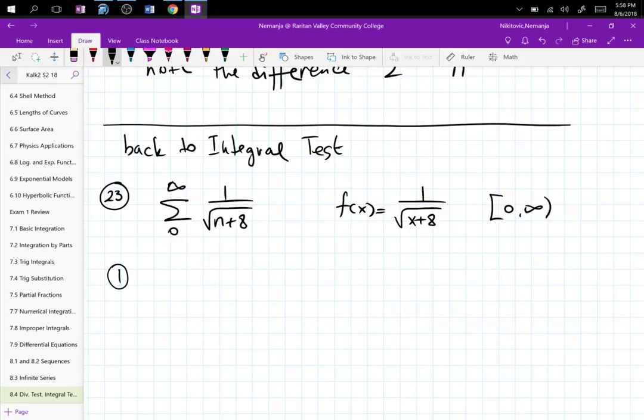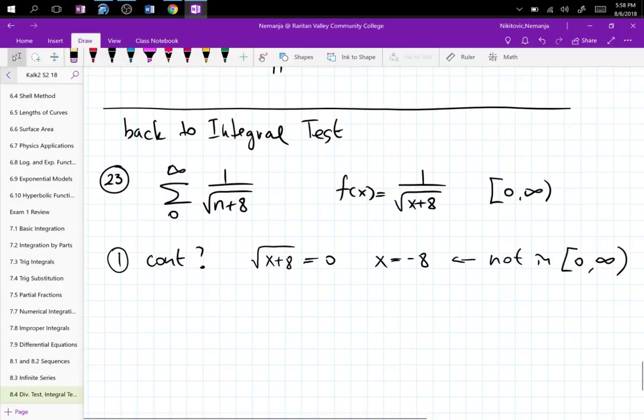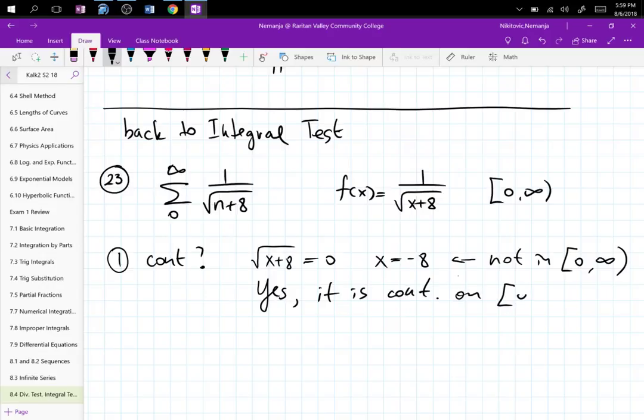So let's go. Number one, is it continuous? Well, square root of x plus 8 equal to 0. I want to see what is the point that makes everything bad. And clearly that's negative 8. Not in 0 to infinity, therefore we're good. So, yes, it is continuous on 0 to infinity.